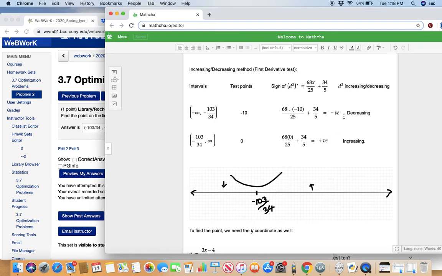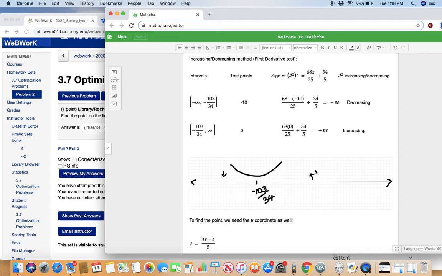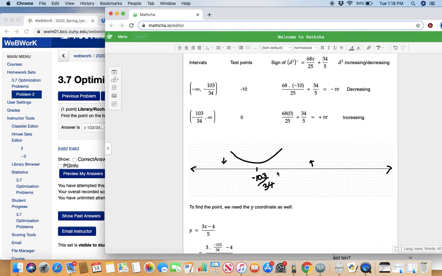So positive. So where I'm negative, my function d squared is decreasing. Where I'm positive, derivative is positive, my function d squared is increasing. So it's decreasing here, increasing there. All right. So which tells me negative 103 over 34 is going to give me a minimum, the minimum. Okay. Now, so this is the x coordinate. You see, x coordinate. How do I find the y coordinate?